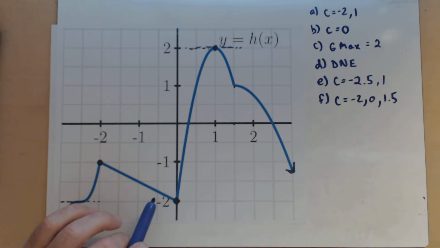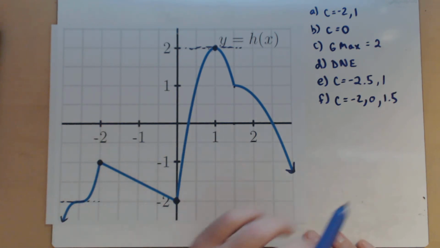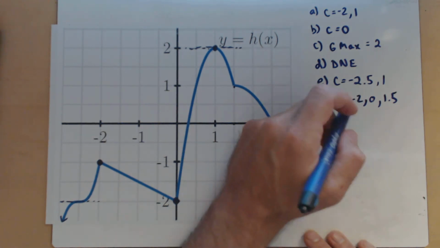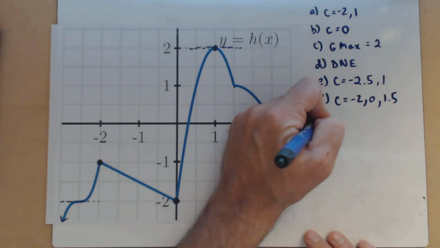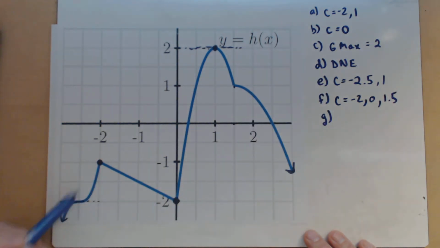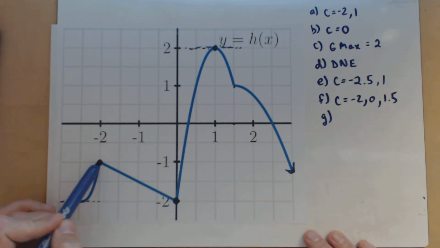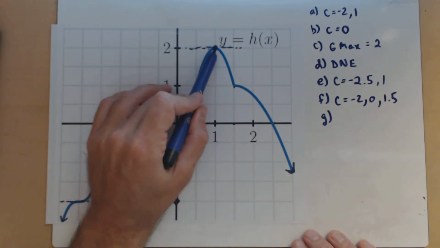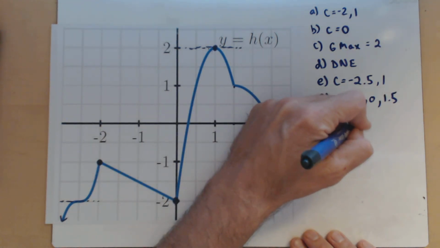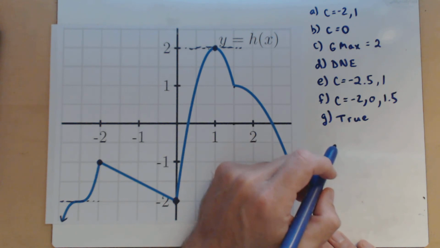So let's look at our last couple questions. G, true or false? Every relative maximum and minimum of h occurs at a point where the derivative is 0 or does not exist. And that is true. Our local maxes and our local mins occurred at places where our derivative either did not exist or was 0. Okay, and we're going to see that those are going to be called our critical values or our critical points.